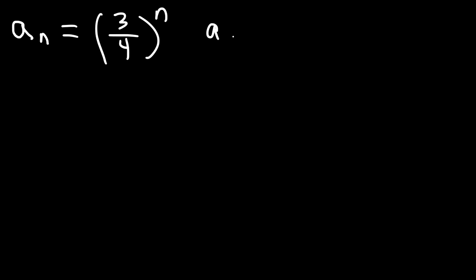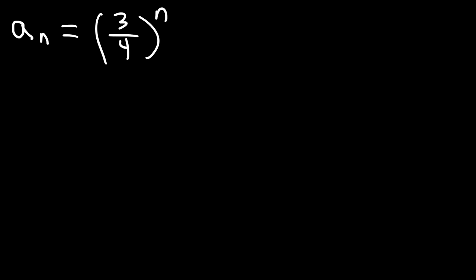Now let's work on another example. So let's say we have the sequence a sub n is equal to 3 over 4 raised to the n power. So is this a monotonic sequence? And if it is, is it increasing or decreasing? Well, let's make a list of the first 4 terms just to see what's going on.